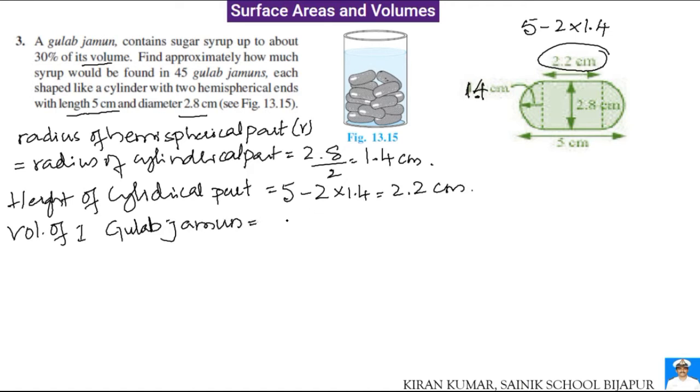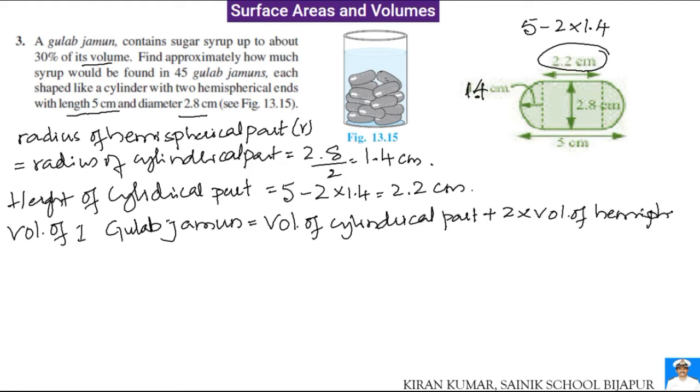This will be equal to volume of cylindrical part plus twice the volume of hemispherical part. Volume of the cylindrical part is pi r square h, plus 2 times the volume of hemispherical part, pi r cube. 2 by 3 pi r cube is the volume of hemispherical part.